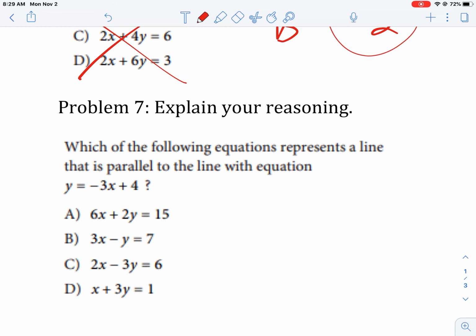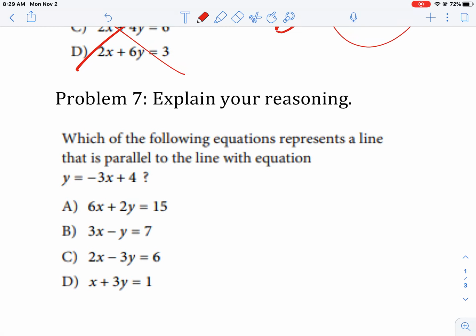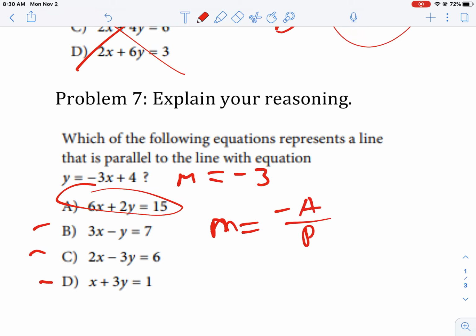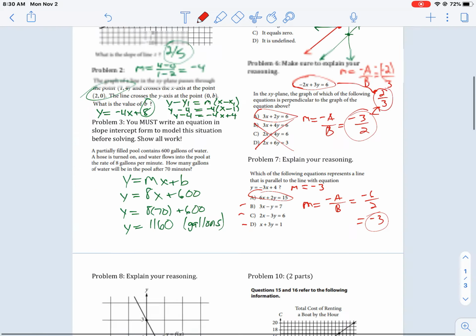Okay, same idea with problem 7. Which of the following equations represents a line parallel to y = -3x + 4? So the slope here is -3, so we're looking for a -3 slope. If you know the -a/b formula, you know that's -1/3, this is 2/3, this is +3, and this one, if we use the formula, we get -6/2, which is -3. And that is parallel, because they have the same slope.